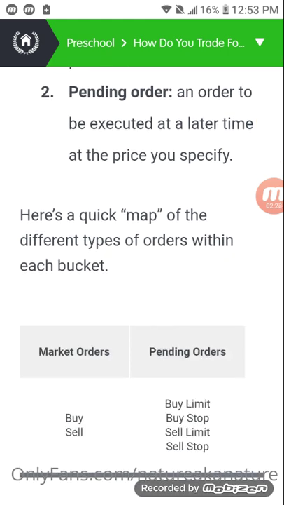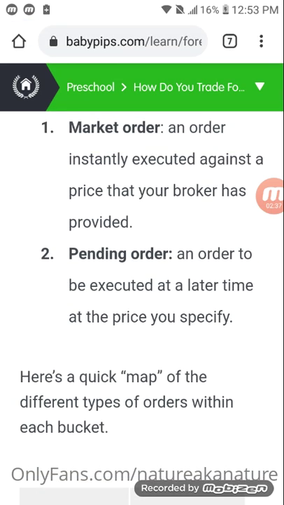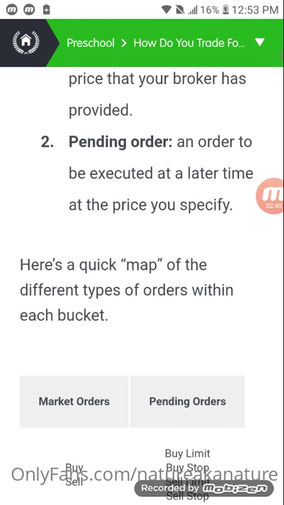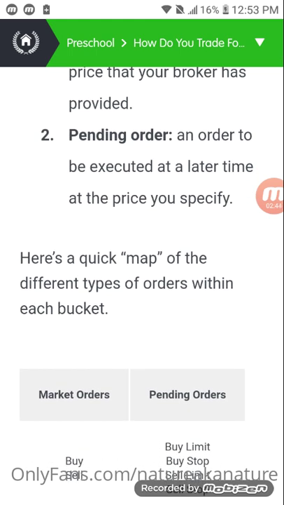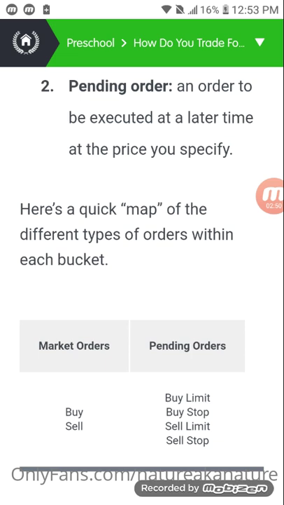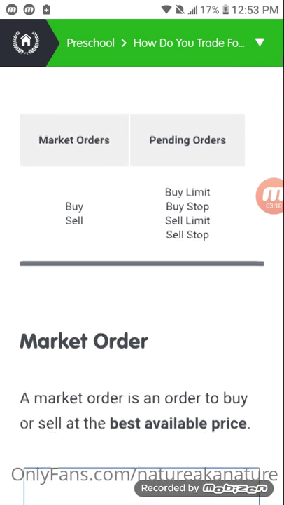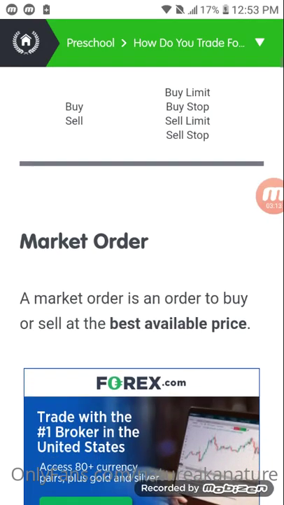The market orders are the ones where you can just buy or sell as soon as you go into MetaTrader 4. Those are the prices that the broker has provided. Say you don't want to get in at the prices the broker has provided. That's why we have pending orders. Pending orders allow you to get in at a later time at a price that is more specific to you, what you want. So you don't have to get in right off at the broker prices. You can put in a pending order as a buy limit, buy stop, sell limit, or sell stop. The market order is an order to buy or sell at the best available price.